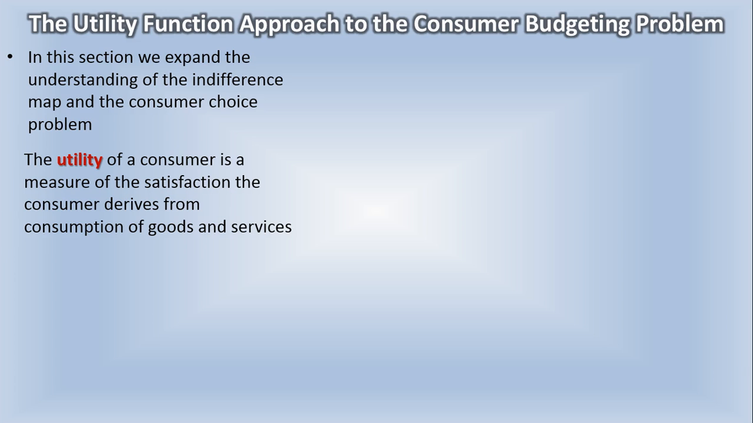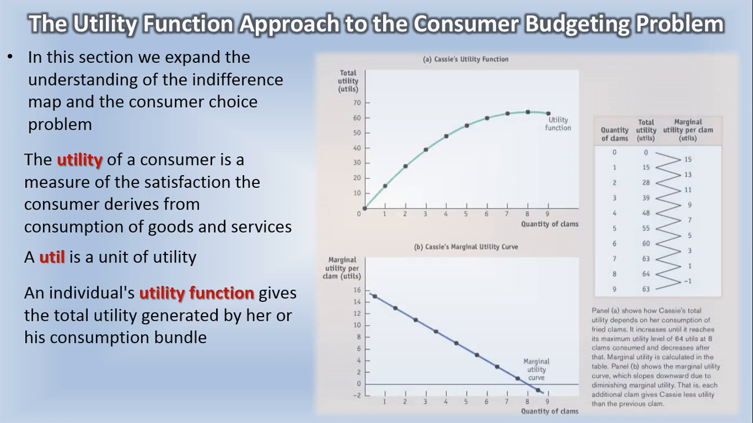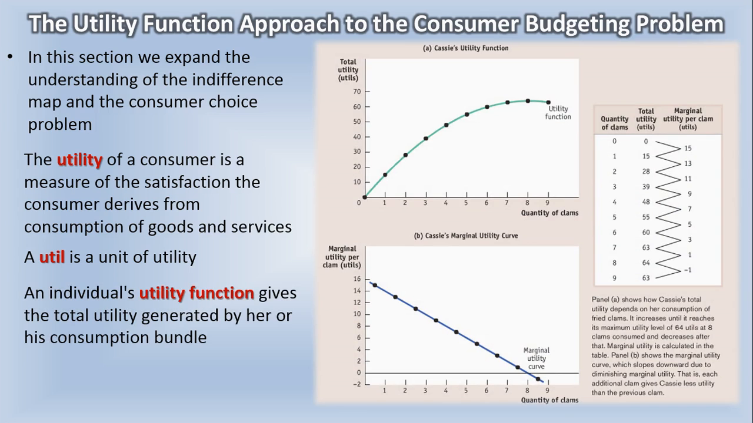The number itself doesn't have any inherent meaning. It only has meaning relative to the other numbers. A unit of utility is called a util. So you can have the utility of an individual with respect to one good. And that's one case of a utility function. An individual's utility function gives the total utility generated by his or her consumption bundle.